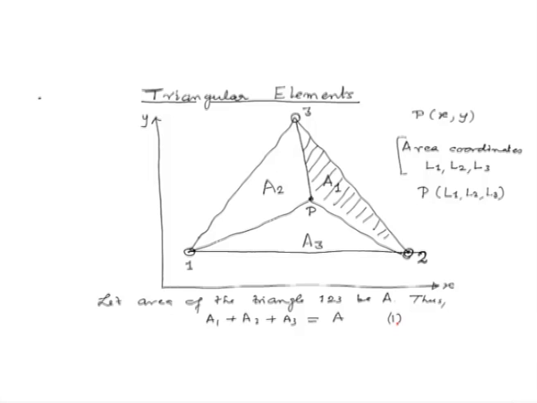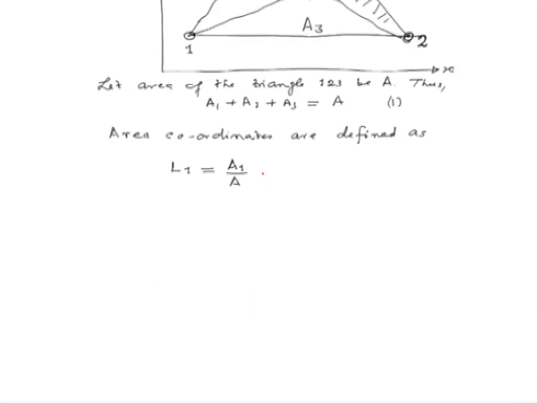Now, how do we define our area coordinates? These area coordinates are defined as follows: the coordinate L1 is area A1 divided by A, coordinate L2 is area A2 divided by A, and coordinate L3 is A3 divided by A. Let us call this equation 2. Now, from 1 and 2 it is obvious.